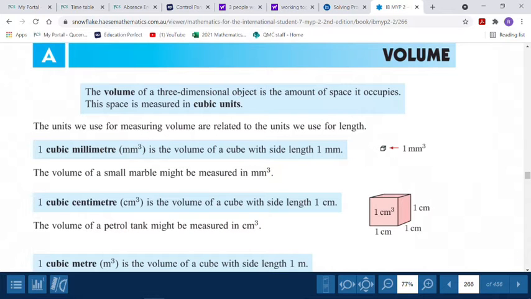So here we are, and here's their definition of volume. The volume of a three-dimensional object, so in order to have volume it has to be a three-dimensional object, is simply the amount of space that it occupies. So what we're going to do today is think about the units that we're going to use. That's all we're really worried about today.